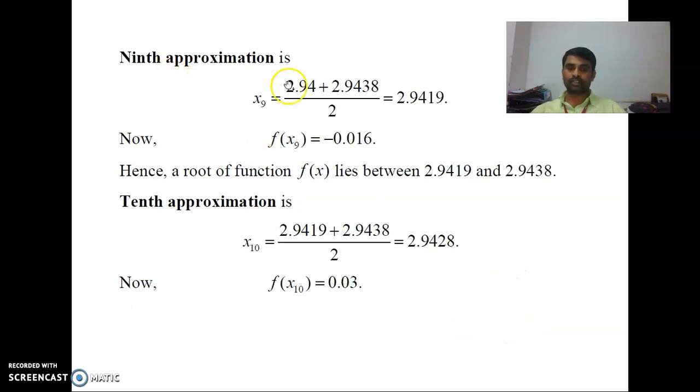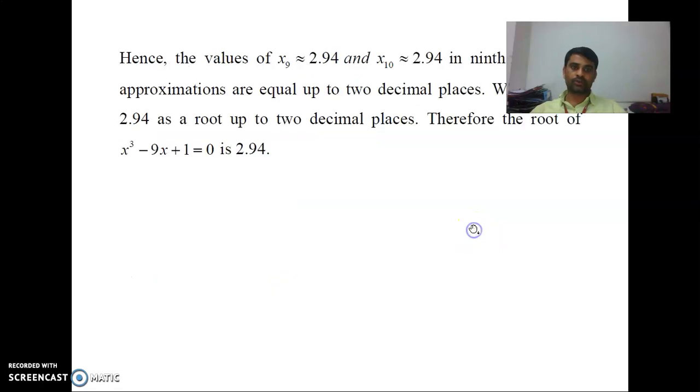Then we calculate the ninth approximation. So x9 is 2.94 plus 2.9438 divided by 2. So it is 2.9419. Then we calculate f of x9. It is minus 0.016. Then the root lies between 2.9419 and 2.9438. Then we calculate the tenth approximation. So x10 is 2.9419 plus 2.9438 divided by 2. It is 2.9428. So if you see the values of x9 and x10, x9 is 2.9419 and x10 is 2.9428. Both are equal, correct to 2 decimal places. This is our required solution.